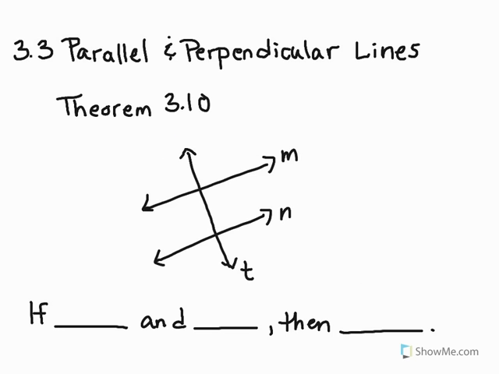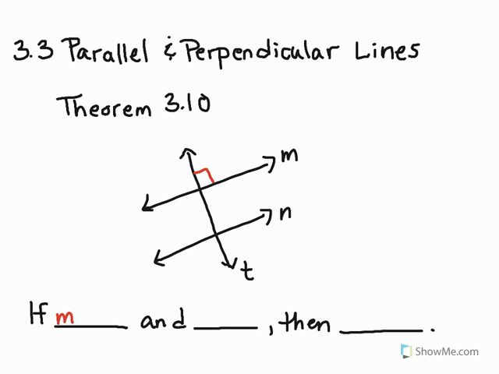Okay, so our next theorem is Theorem 3.10, and it talks about two parallel lines and a transversal, which all happen to be right angles. They're all perpendicular. So the first thing that I want to show you is, let's first say that line M is perpendicular to line T. I'm going to go ahead and write that in the bottom here.